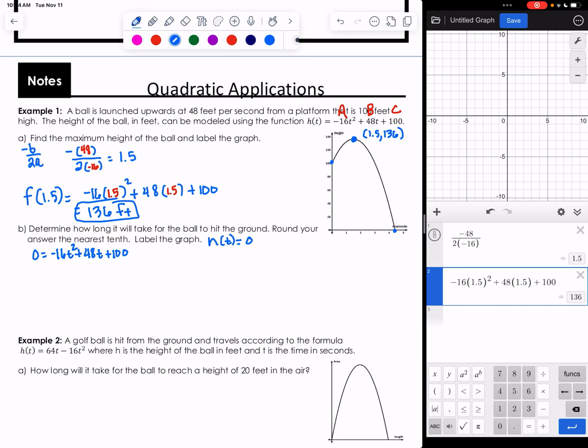And then we can use the quadratic equation to solve this. We actually could probably use completing the square. I just think quadratic formula would be the easiest method to use in this situation. So let's go ahead and plug everything in now.